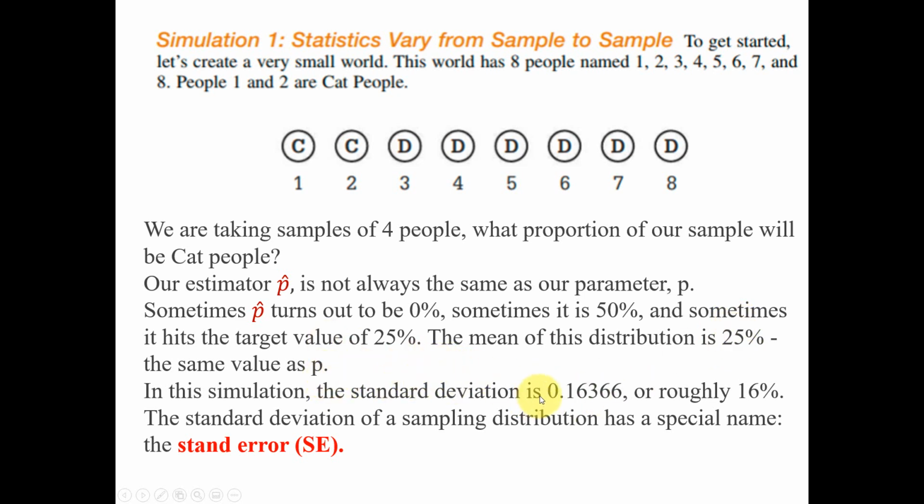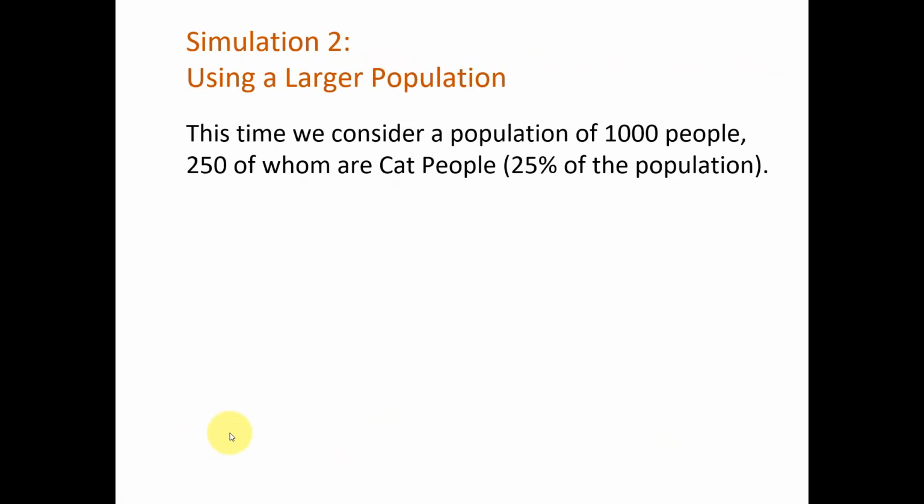But the standard deviation, which is slightly better than the last one because our sample size went up from 3 to 4, is 16%. The standard deviation of the sampling distribution, we remember, is called the standard error.